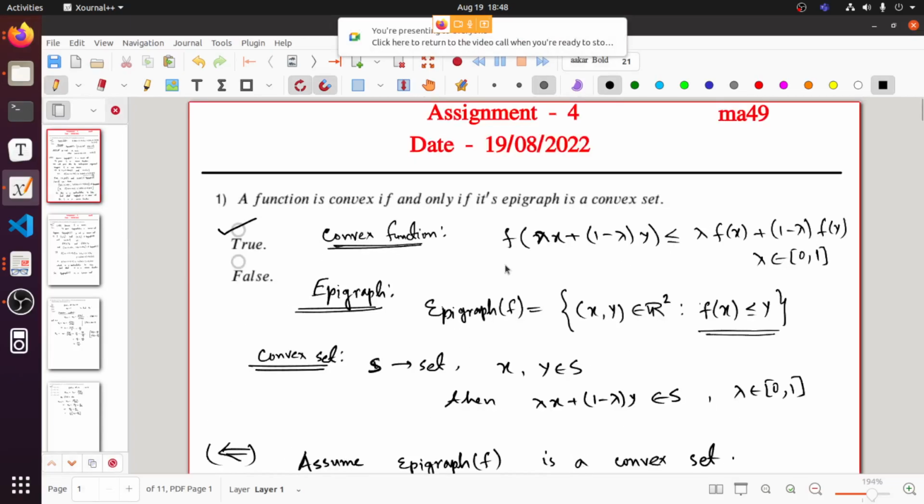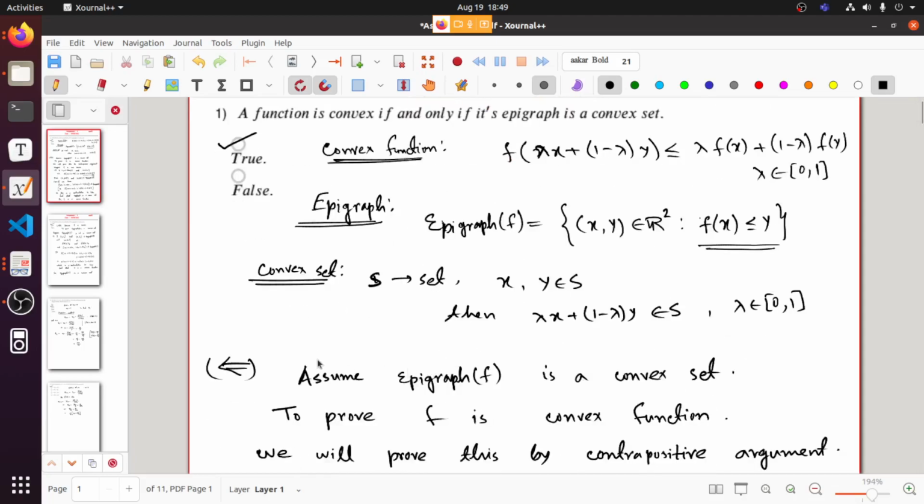So what it is saying is that a function is convex if and only if its epigraph is a convex set. What is the definition of a convex function? f of lambda x plus 1 minus lambda y should be less than or equal to lambda f(x) plus 1 minus lambda f(y), for lambda belonging to 0, 1. The epigraph is all the points where f(x) is less than y. This is called the epigraph of f. And a convex set means if 2 points are in S, then their convex combination should be in S. So these are the 3 definitions.